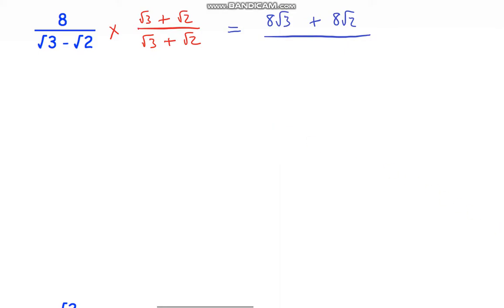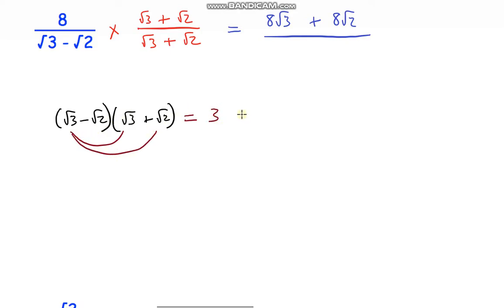Now the denominator, again, I'm going to use the FOIL technique. So root 3 minus root 2 times root 3 plus root 2. So let's FOIL this out. Root 3 times root 3 is 3. Root 3 times root 2, that is plus root 6. Negative root 2 times root 3 is negative root 6. And again, these ones will cancel. And negative root 2 times positive root 2 is negative 2. So let's simplify. 3 subtract 2 is 1. And then plus root 6 minus root 6, that's 0. So in our denominator, we've just got 1.